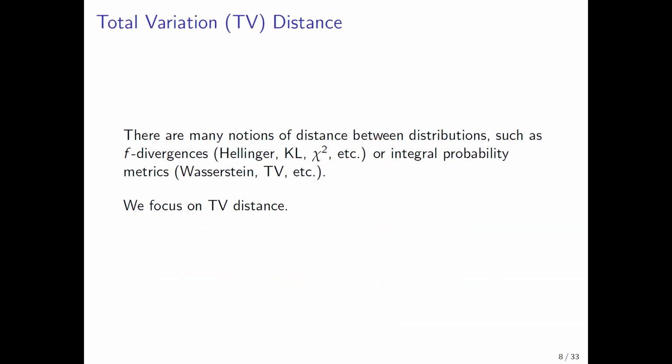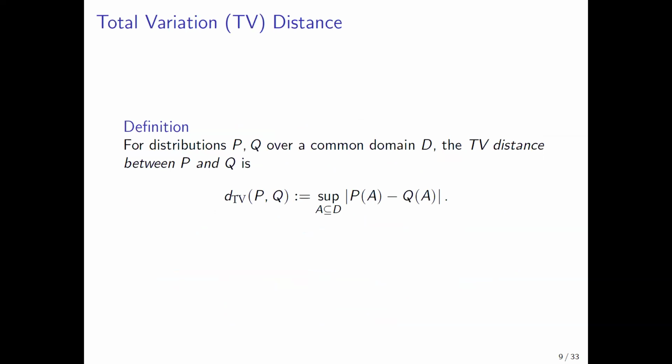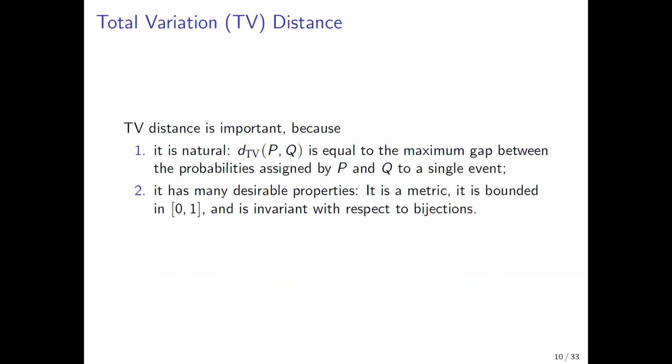There are many notions of distance between distributions, but we are going to focus on TV distance. TV distance is defined as the maximum possible difference that two distributions P and Q can assign on any event A. This makes this kind of distance natural. Moreover, it has some other desirable properties as well. It is a metric, it is bounded, and it is invariant with respect to bijections.